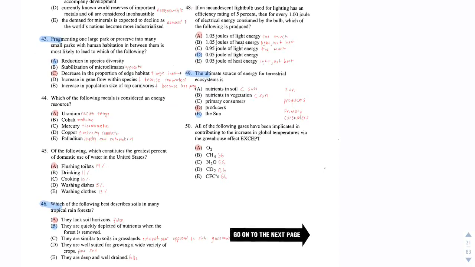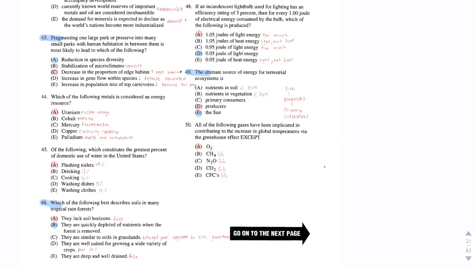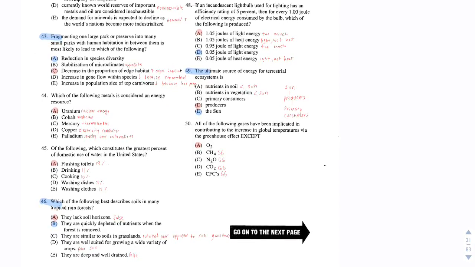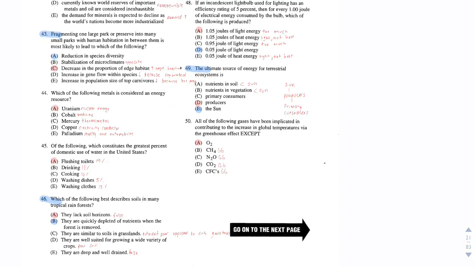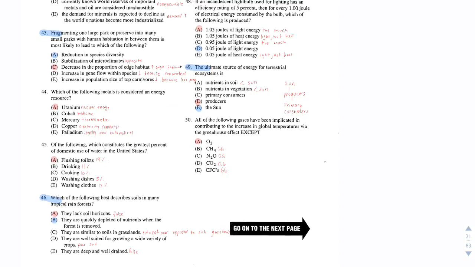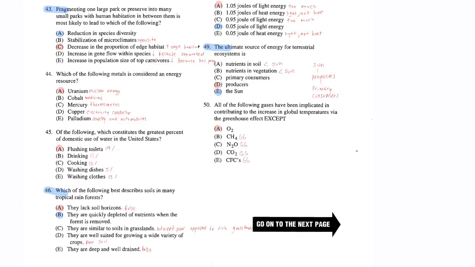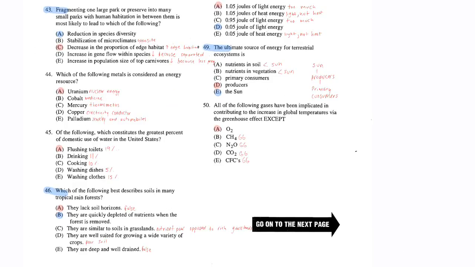Number 47, which of the following elements constitutes the highest percentage of mass in Earth's crust? The answer would be option A, because it's at 47%. Option B, aluminum is around 8%. Option C, carbon is less than 2%. Option D, potassium is at 2%. And option E, nitrogen is less than 2%.